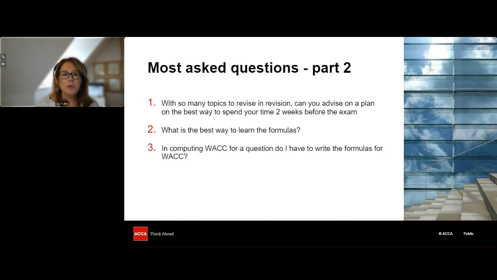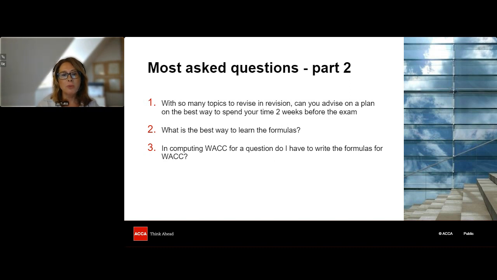In computing WACC for a question, do I have to write the formulas for WACC? Hopefully, again, that video made it very clear you do not have to write out the formulas. Labeling is more important. So if you're doing the dividend valuation model, for example, make sure you label what your dividend now is. Make sure you label what your growth rate is. And then use those figures in the cell to calculate the final cost of equity. So therefore, if you've got a growth rate right and you've got the dividend wrong, you will get the mark for the growth rate. And then you'll get the final mark for the own figure rule.